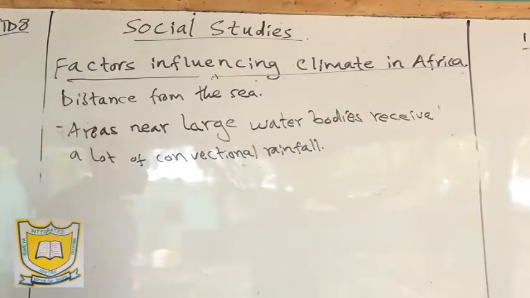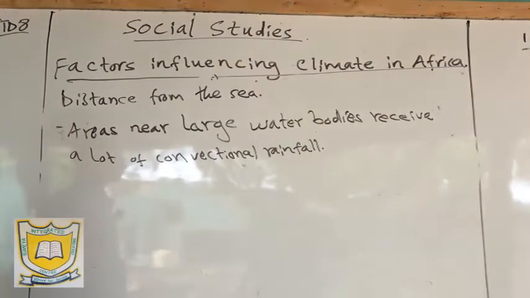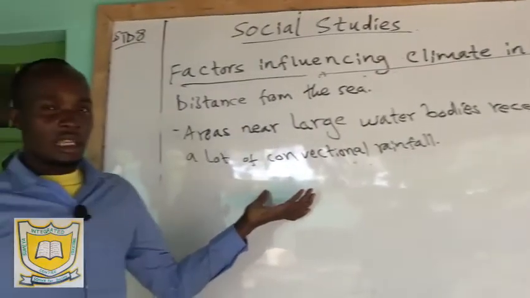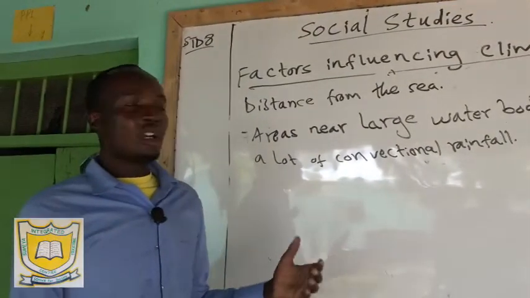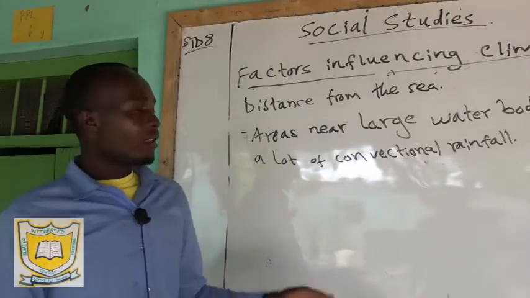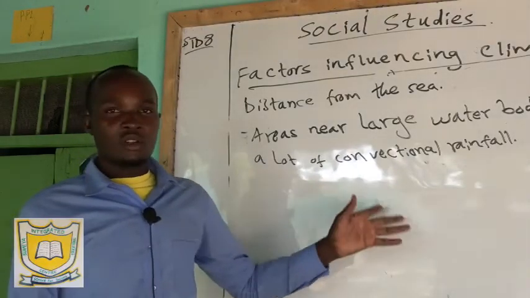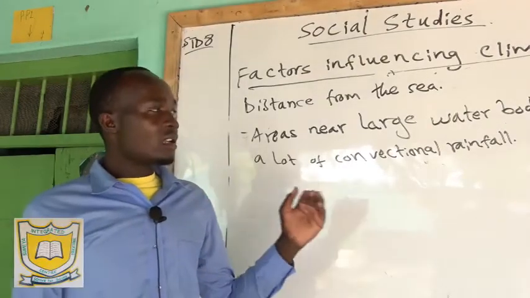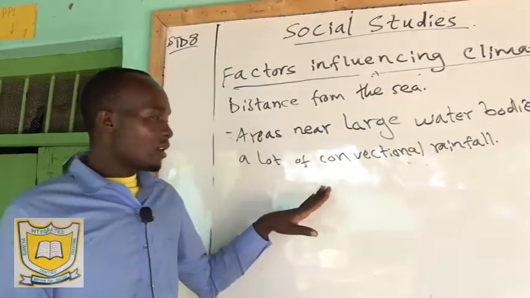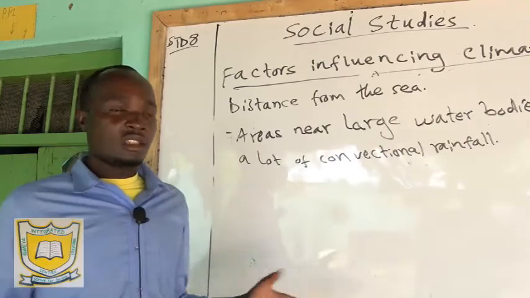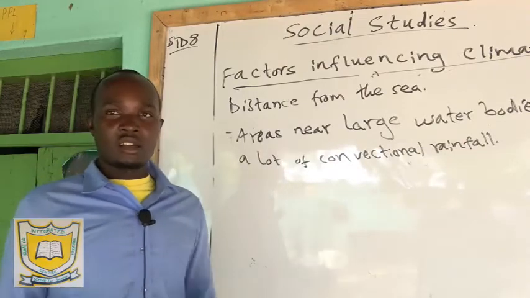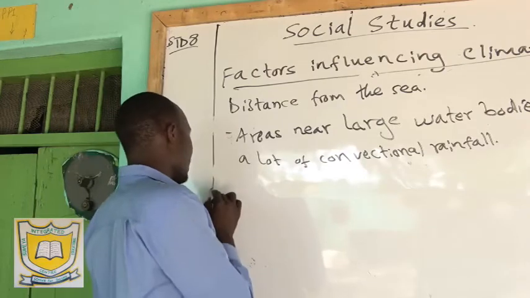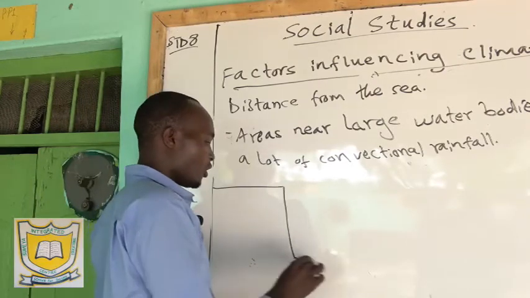Areas near the large water bodies receive a lot of convectional rainfall because of the evaporation from the sea. If you go to Mombasa, Lamu, Malindi, Dar es Salaam, they receive a lot of convectional rainfall because there is a warming of the water bodies, then there is a rising of the water vapors that have moisture. So that moisture condenses, then comes back as convectional rainfall. So a very good example is the formation of convectional rainfall.